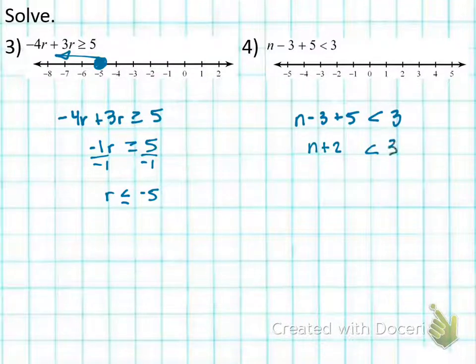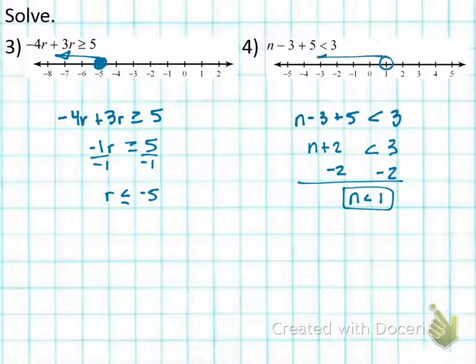Let's finish that one off. Go. You didn't get it? Subtract 2 on both sides. And when we subtract, we're not flipping the sign, so it's going to be n is less than 1. Okay, that's the answer. And so we go to 1. Draw a circle. Less than is going to the left. We don't fill it in, right?